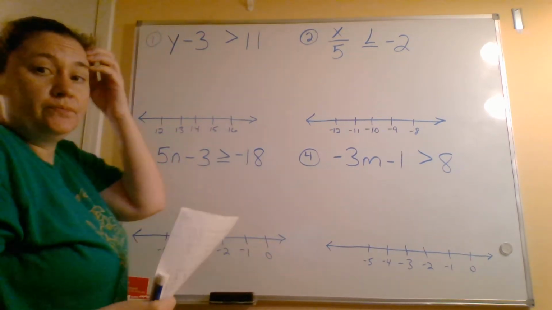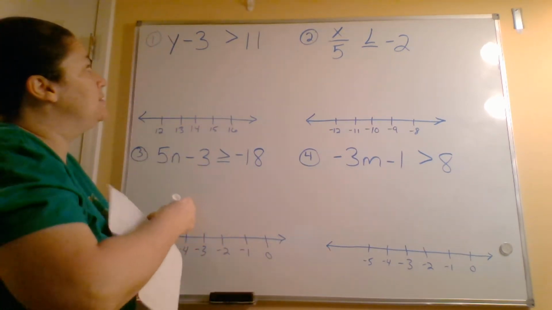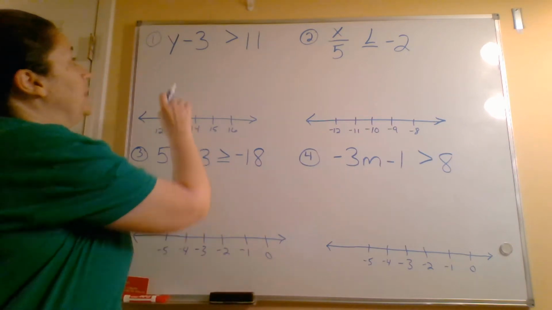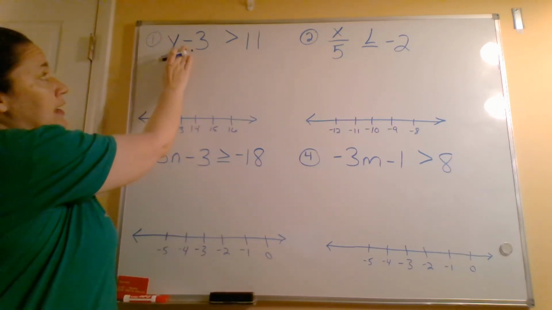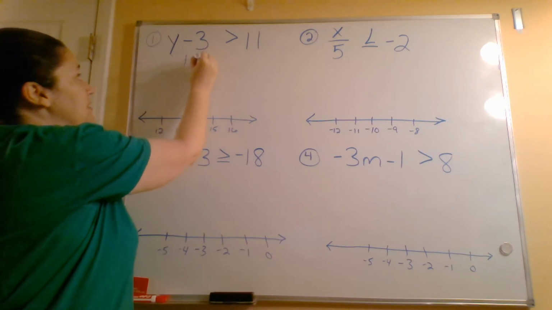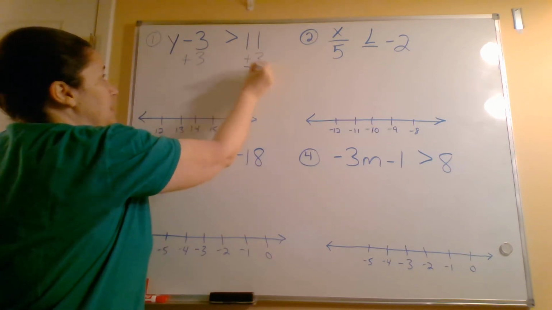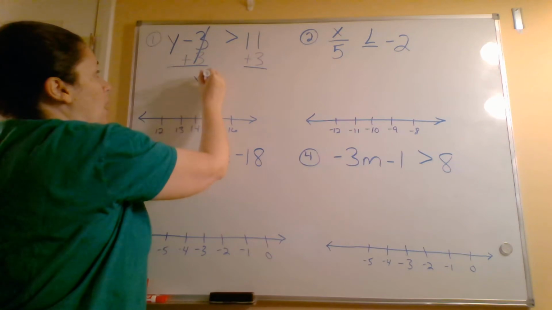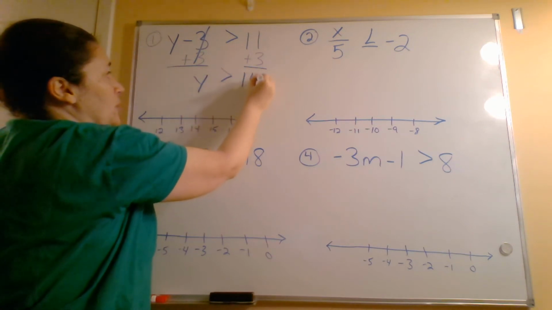For number one, y minus 3 is greater than 11. You are going to need to see what's being done to y. They're subtracting 3, so I need to add 3 to both sides of the inequality. And we get y is greater than 14.